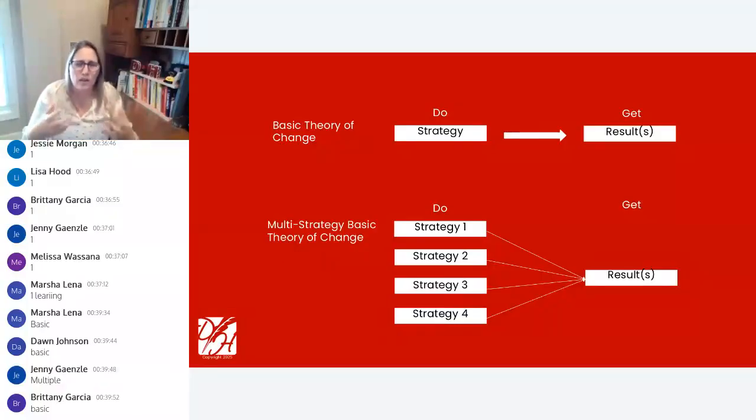I want you to think about what it sounds like. Maybe even if you want to grab a sticky note, that's a tiny little sticky note to draw on, or a notebook or the back of a piece of paper. Maybe you even want to draw the rectangle, sort of like I have them on the screen. What is the strategy or the strategies that we do as an organization in order, so that's the arrow, to achieve our results?